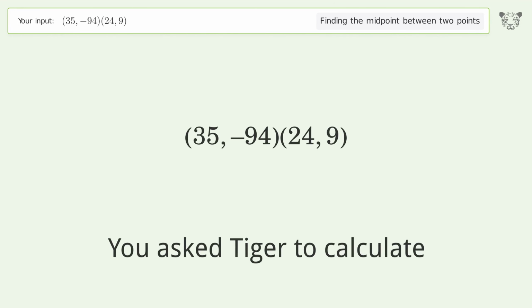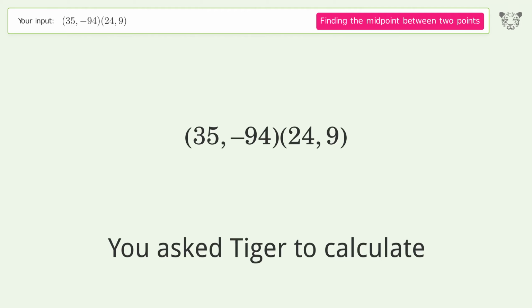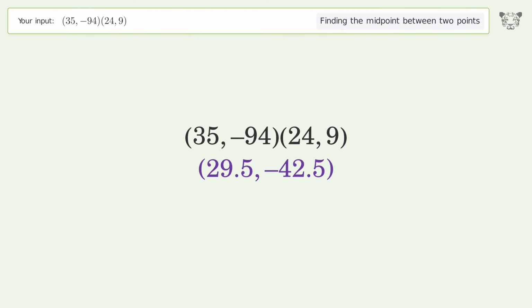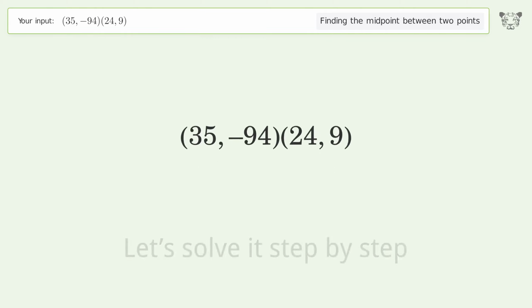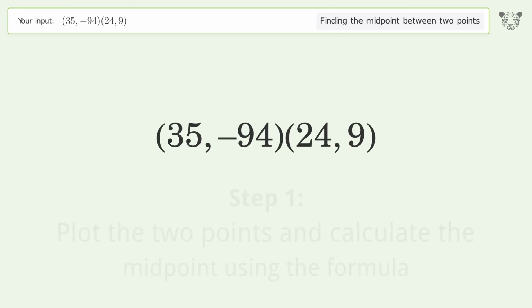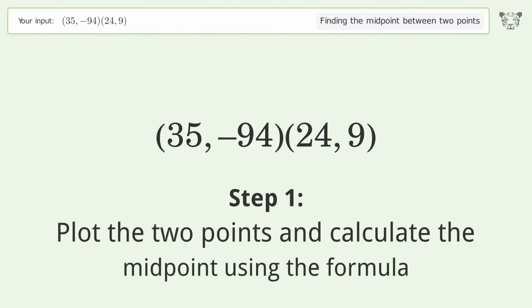You ask Tiger to calculate. This deals with finding the midpoint between 2 points. The midpoint between the 2 points is 29.5, negative 42.5. Let's solve it step by step. Plot the 2 points and calculate the midpoint using the formula.